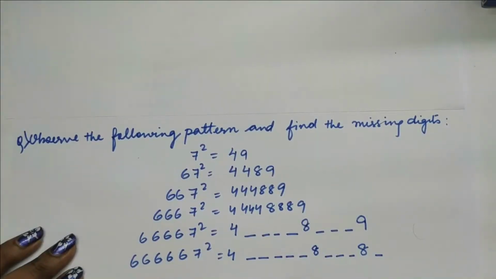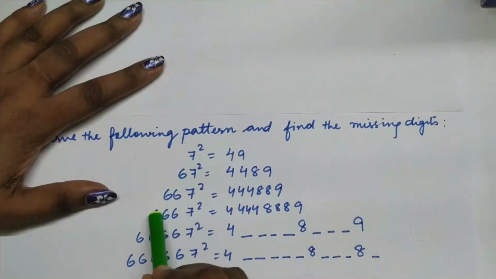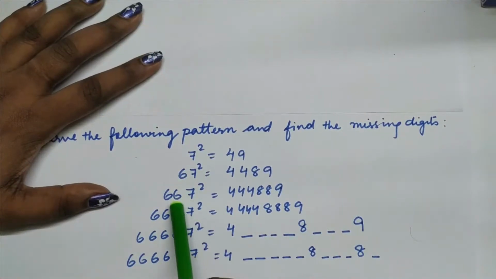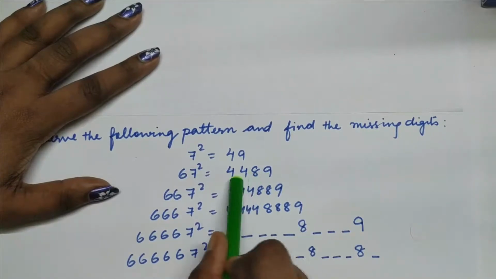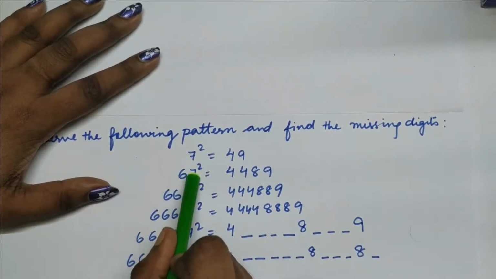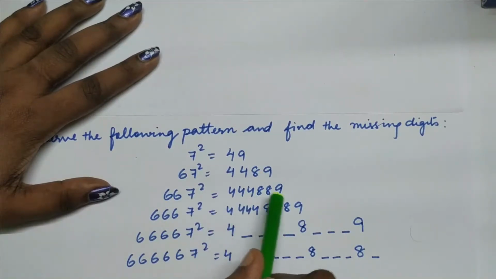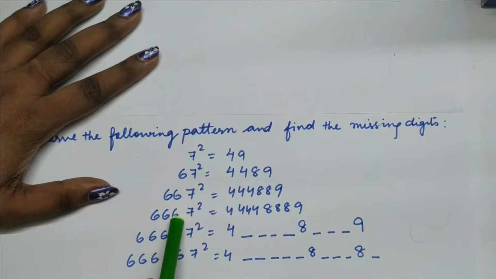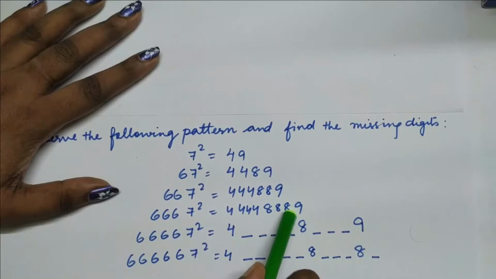Now moving to the last question, in which we have to observe the pattern and find the missing numbers. So here you can see that 7 squared is 49 and then we have 67. And as you can observe in the pattern, the number of 6 are increasing. Here it is 1, 2, 3, 4 and 5. And also here, if you see, 4 and 9 is fixed. If 1 6 was there, we put a 48. If 2 6 are there, we put 2 4 and 2 8. If 3 6 are there, we put 3 4 and 3 8 in between.